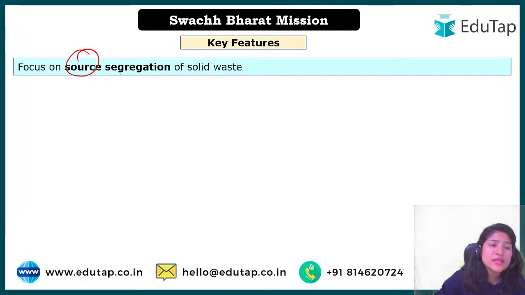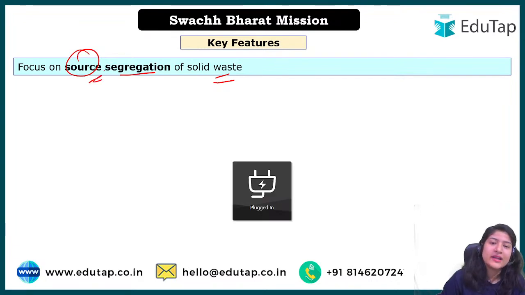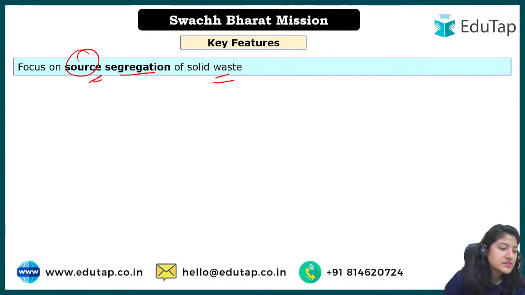Focus on source segregation. So whenever the solid waste, because there are wet and there is dry, there is biodegradable, non-biodegradable solid waste, right? To segregate them at the source level itself, at the very start only, right, from where they are being segregated.